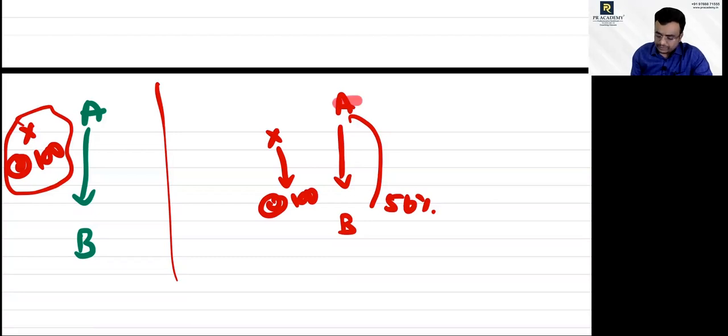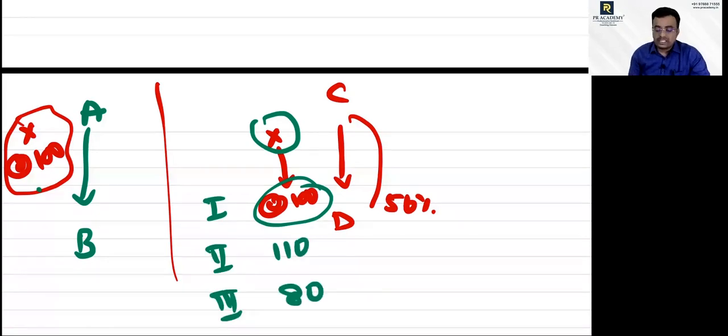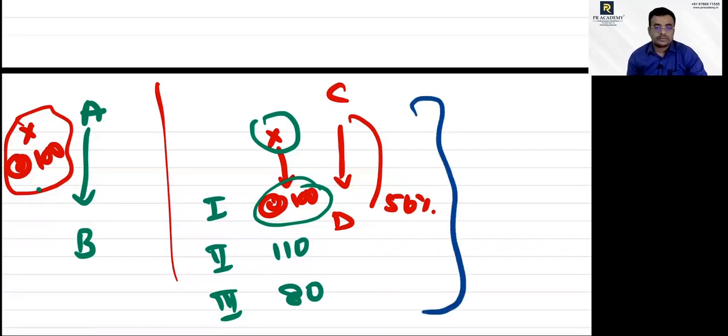You can change the names to C and D. The product remains the same, X. The price is the same here also. This is the first scenario. Second scenario, the price is 110. Third scenario, the price is 80. In which scenario should a related party relationship be disclosed? Second and third.